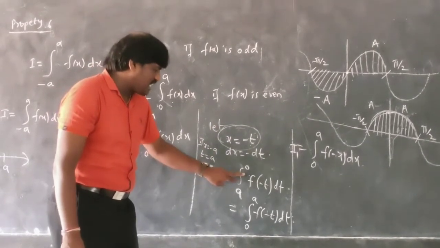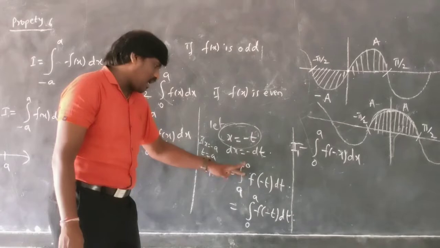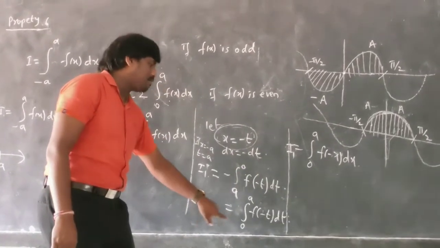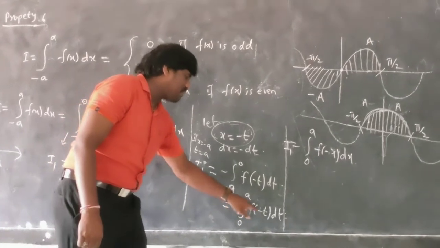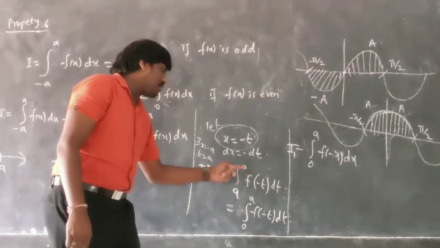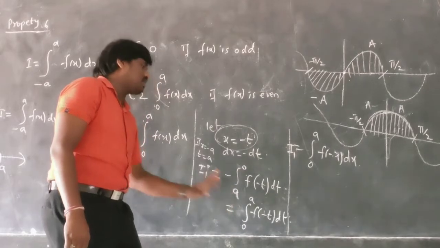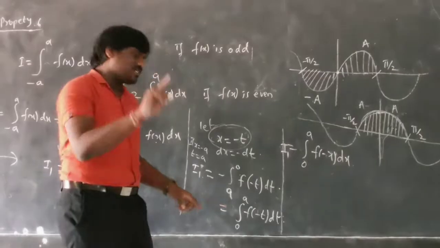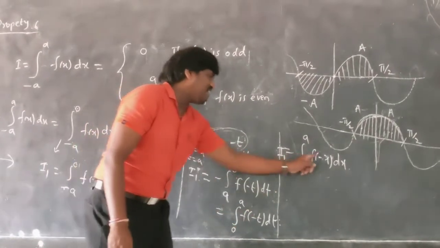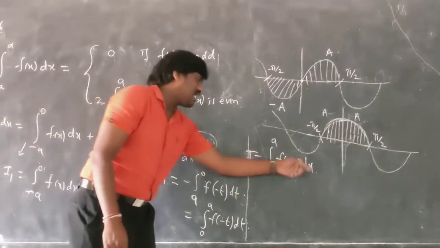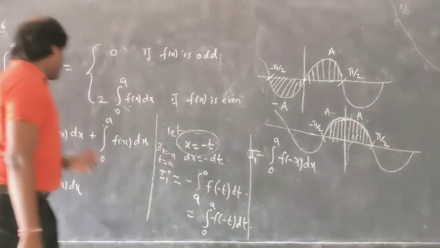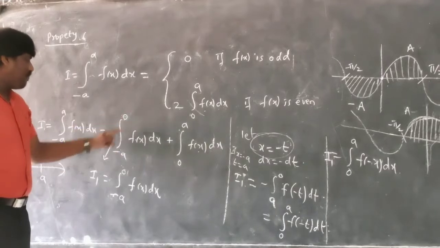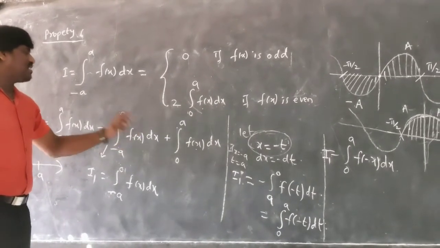So to change the sign, we have proved the second property. Second property: if you exchange the upper limit and lower limit, you get the answer negative. The negative into negative will become positive. So the integral from 0 to a of f of minus t dt. When I exchange the limits, I get negative, and that negative into negative becomes positive. Using the first property, f(t) or f(x) is the same, dt or dx is the same. So this I1 becomes the integral from 0 to a of f of minus x dx.